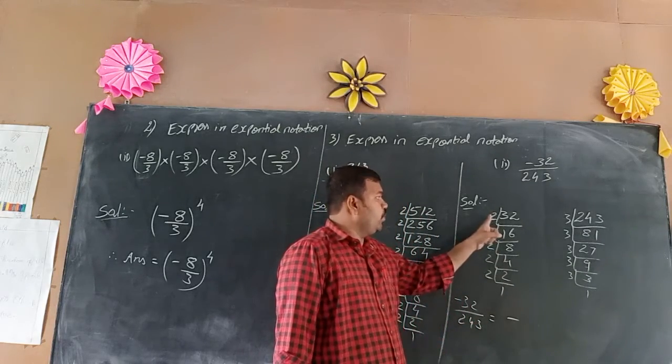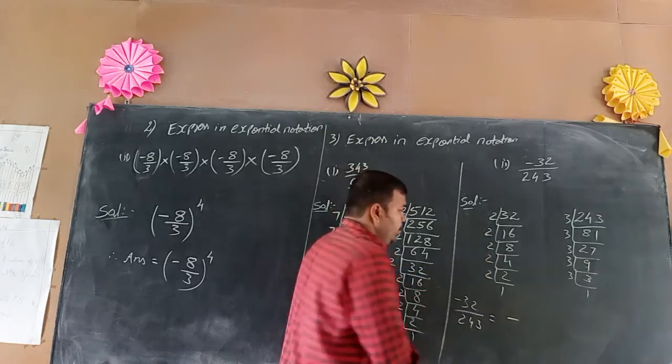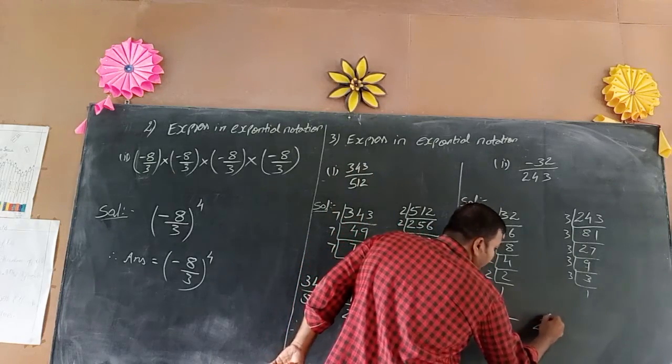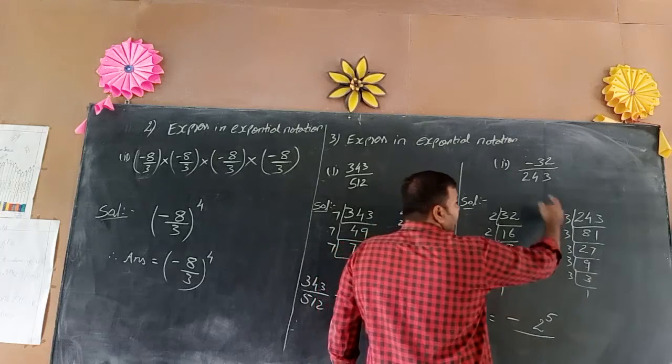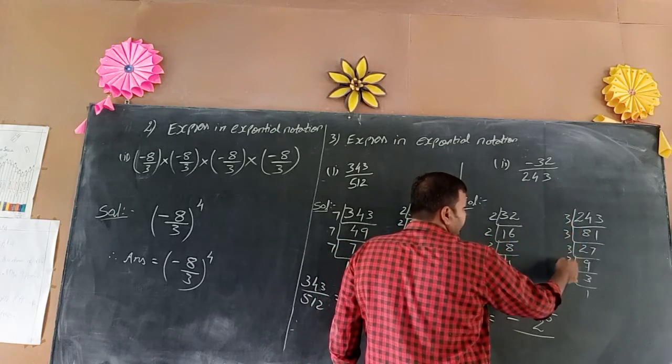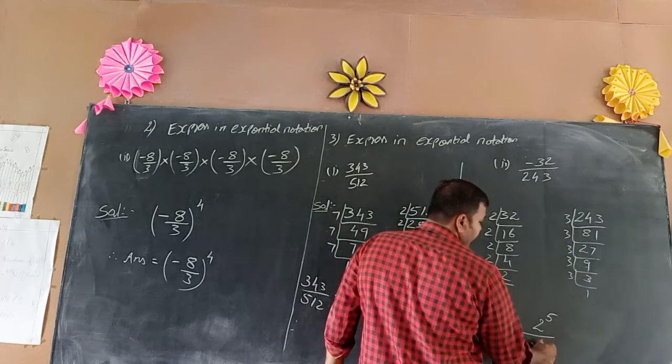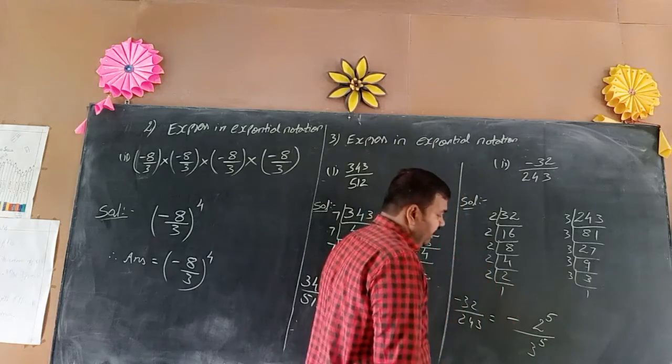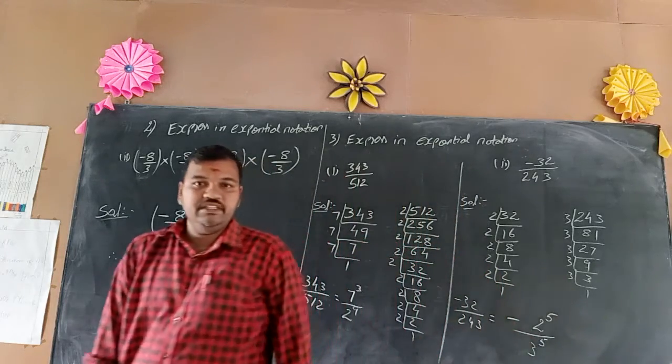So 2 how many times? 1, 2, 3, 4, 5. 2 came for 5 times. So write it as 2 power 5 by this 243, which means 1, 2, 3, 4, 5, 3 for 5 times. So this is the answer for this sum.